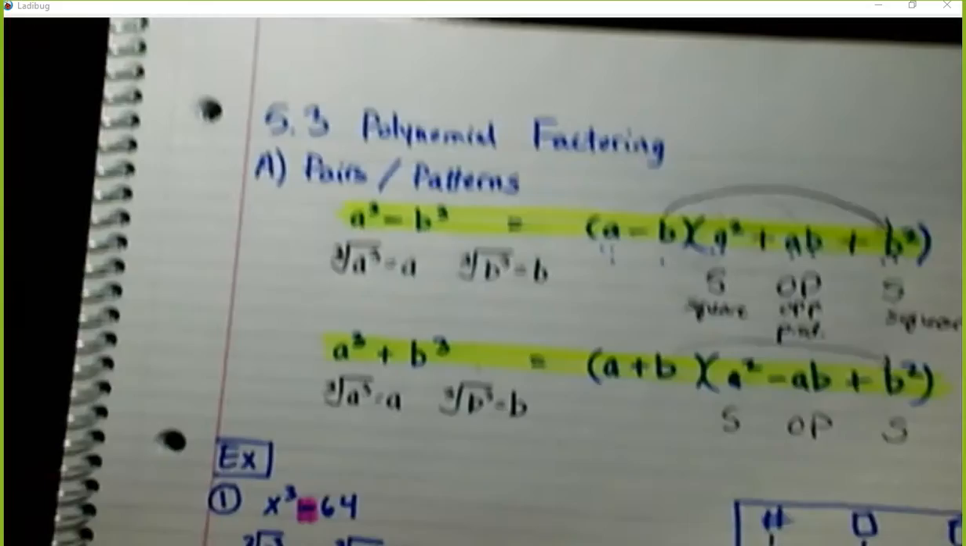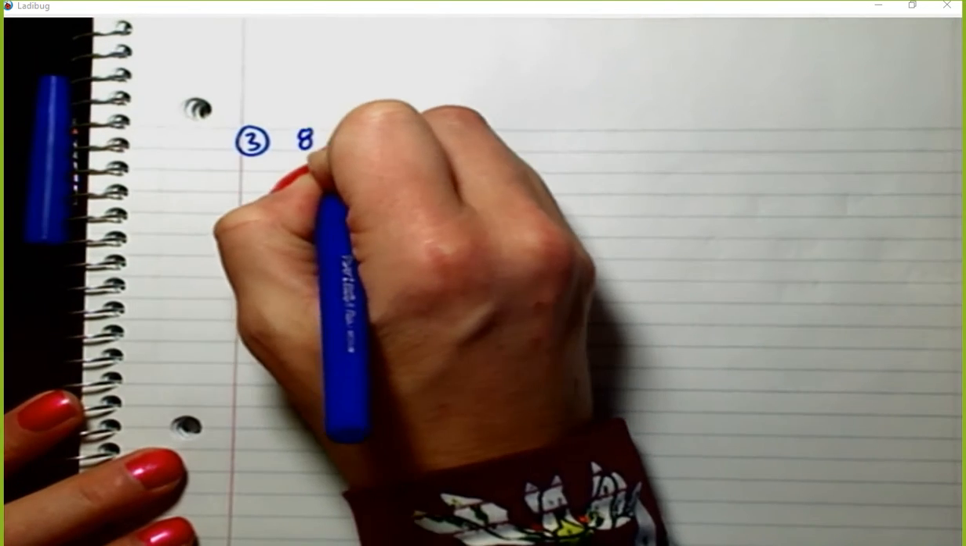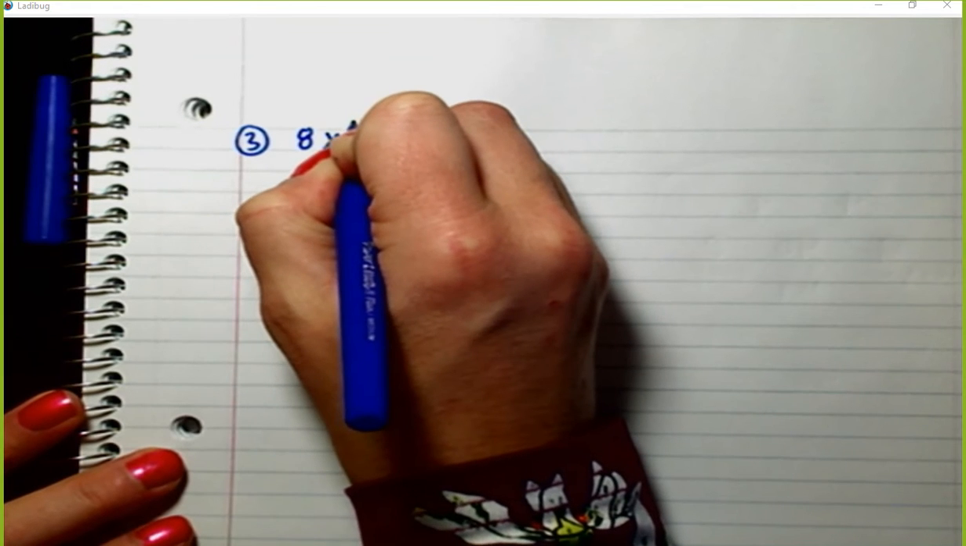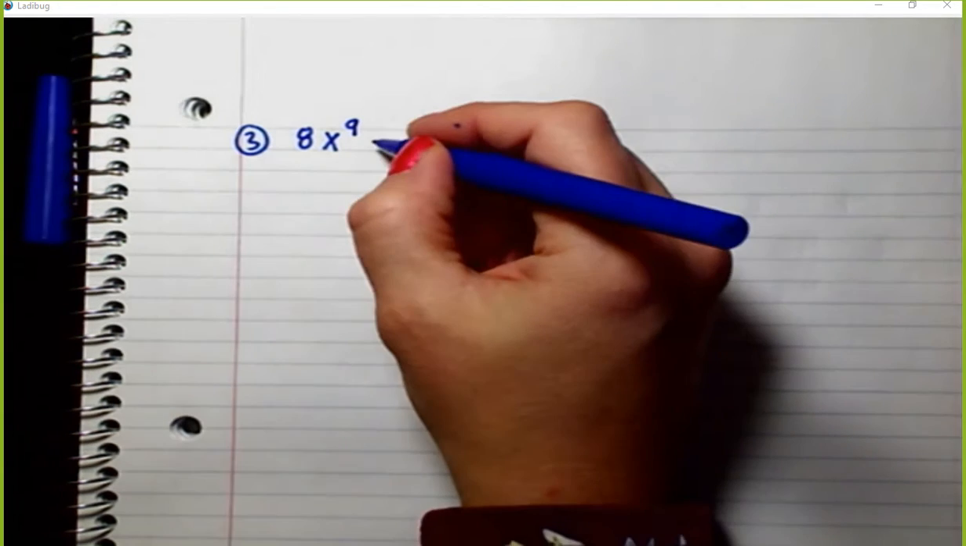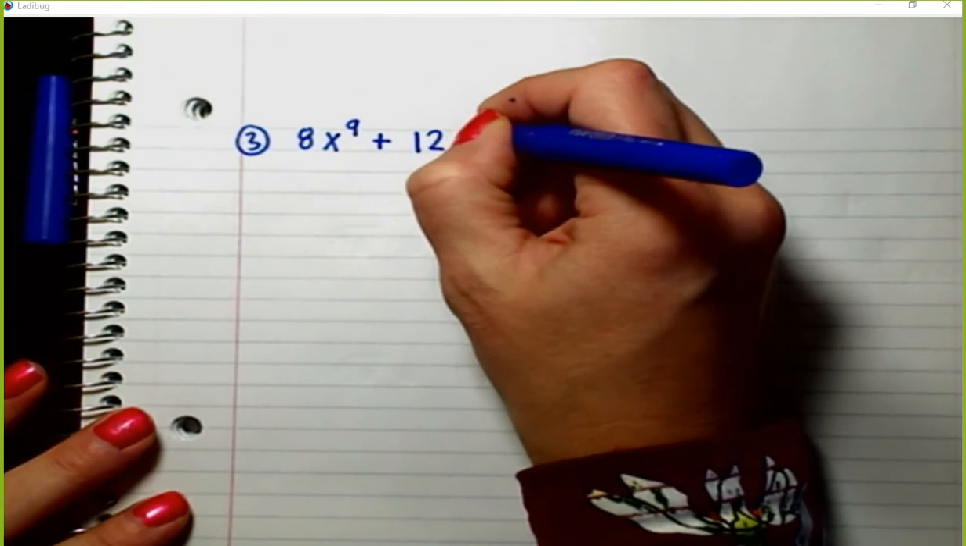All right, here we go. Question 3. Okay, we're going to get crazy here. A perfect cube we haven't used. Ooh, 8x to the 9th. Yeah, the 9th. You can do it. Okay, plus or minus? Plus, okay? Another perfect cube, 125.